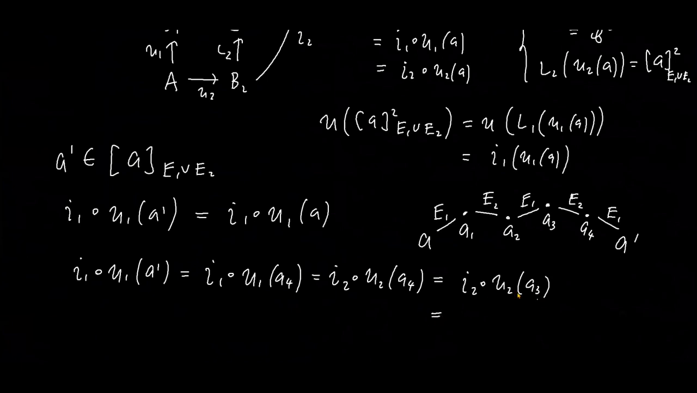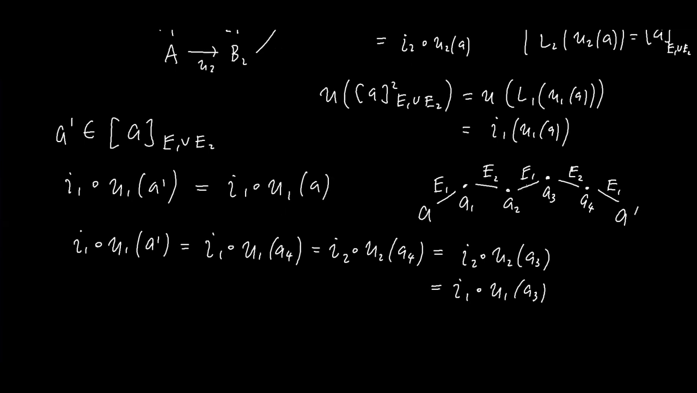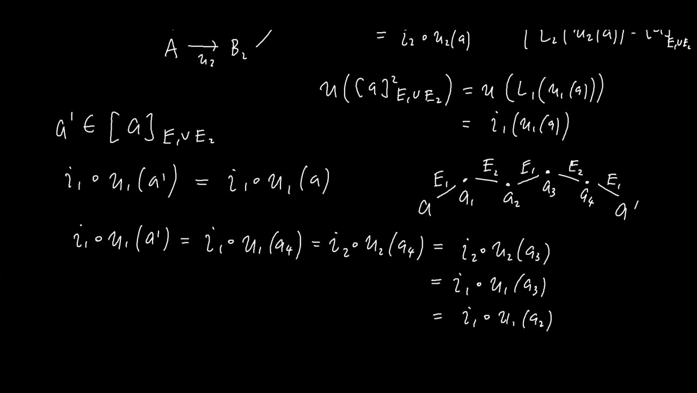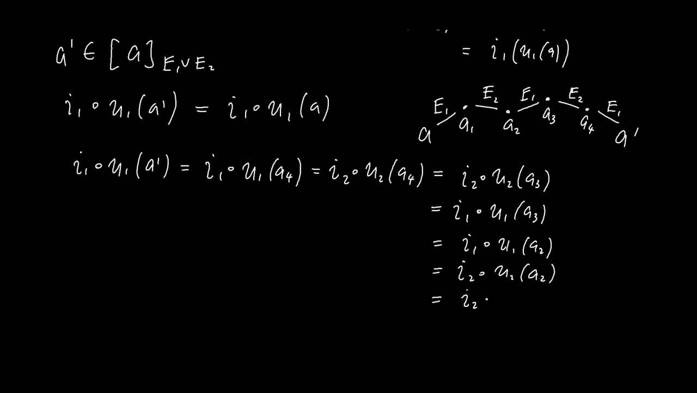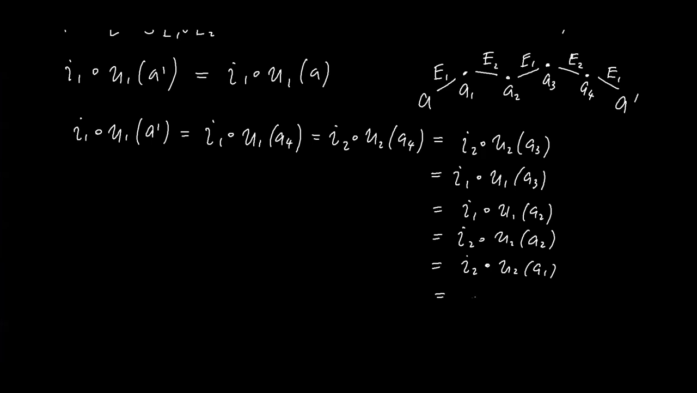And then I do my switch again. This is the same as ι1 of U1 of A3. And now I have that U1 of A3 is U1 of A2, ι1 of U1 of A2. Then I do again the switch. It's the same as ι2 of U2 of A2. And then I know that they're the same as ι2 of U2 of A1, because of this relation.